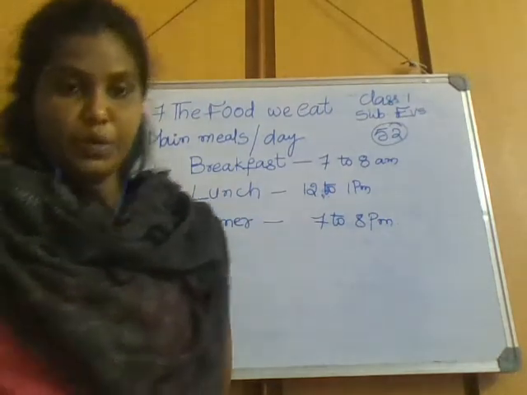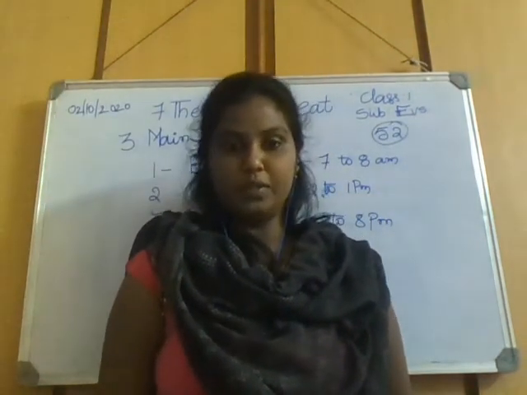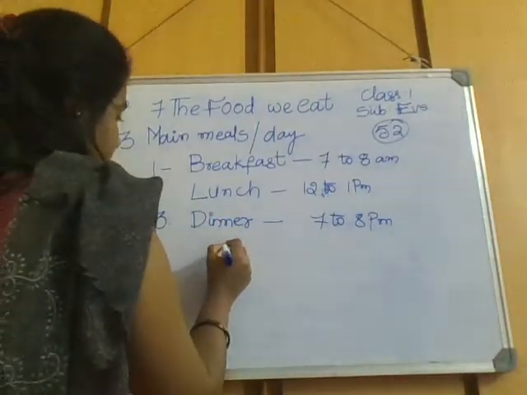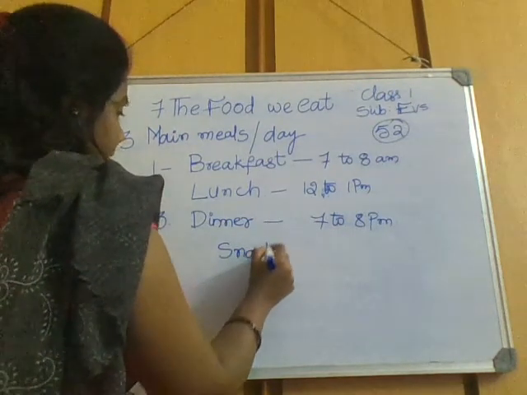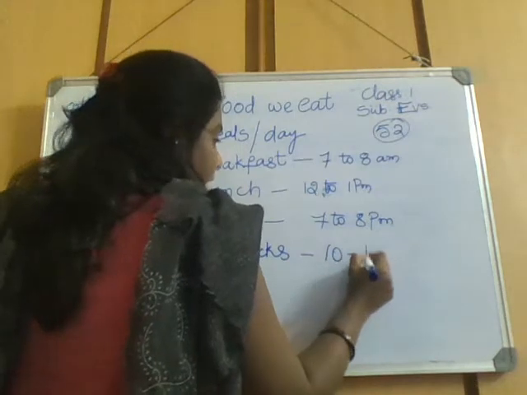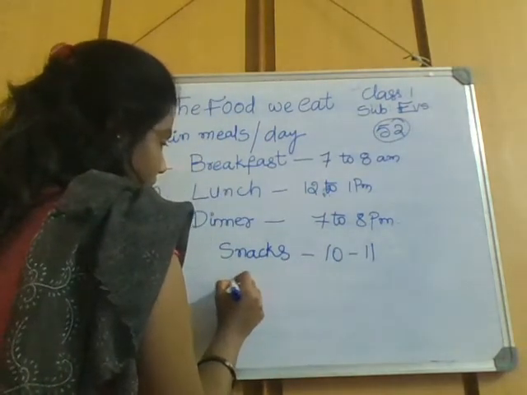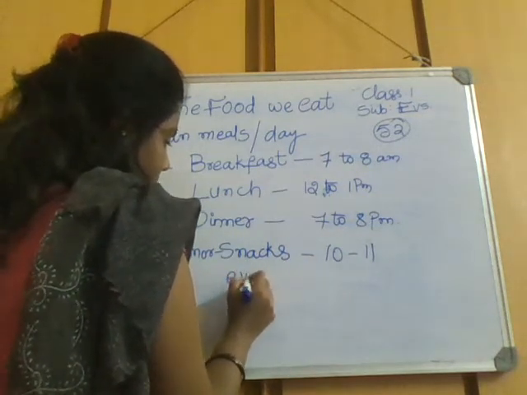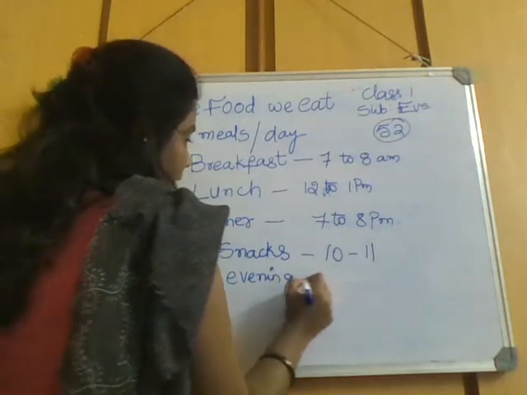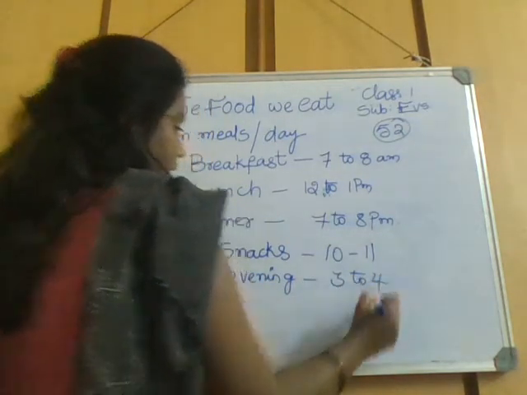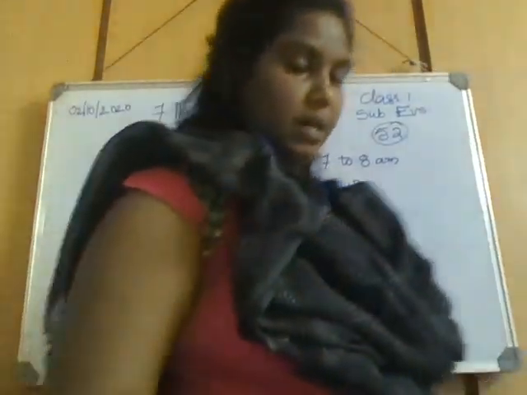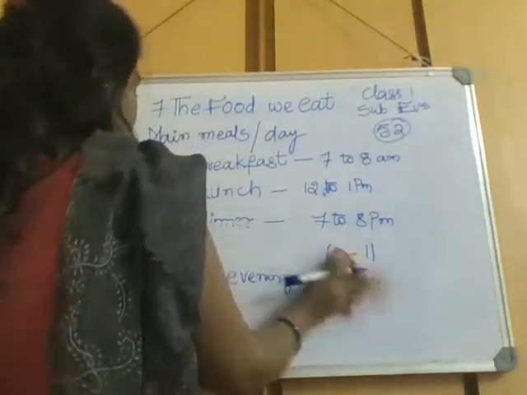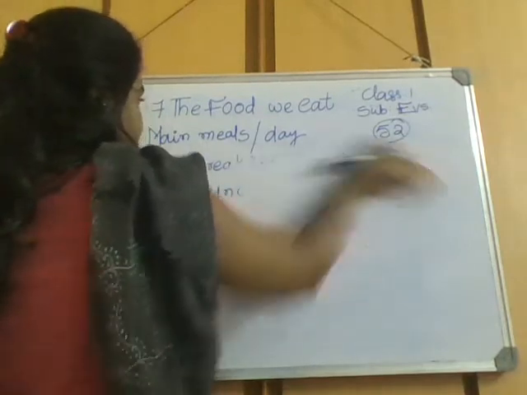In the meanwhile, what will you do? In the meanwhile, you like something to eat. What is that? That is snacks. Okay, in the meanwhile, we will take snacks. The snacks time will be in the morning around 10 to 11, and in the evening time it will be at 3 to 4. So in this way we will take the 3 main meals as well as the snacks also. So this is about the meals we will take per day.